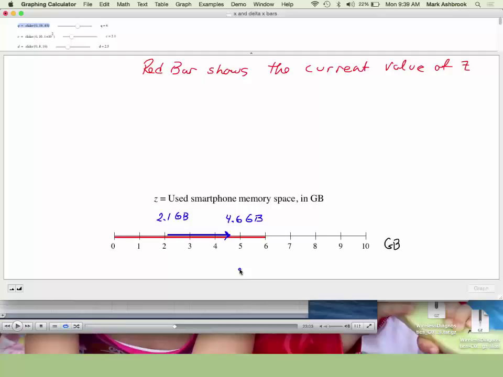So it was 2.1, and then later it was 4.6, which in general represents what in terms of the memory? A change, right? So this is just very broadly, that blue bar is representing a change in the amount of memory space, or a change in Z. And what is the current change in Z that I'm showing here? 2.5, right?